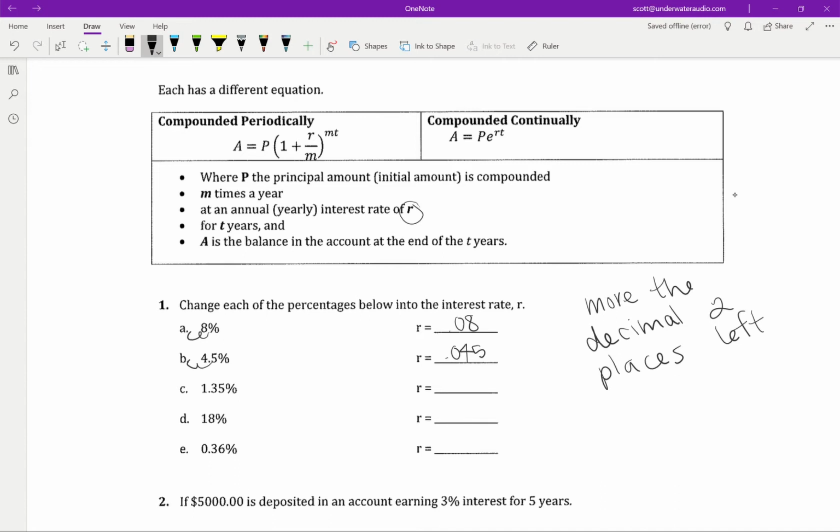Part C would be 0.0135. D would be 0.18. And E would be 0.0036.